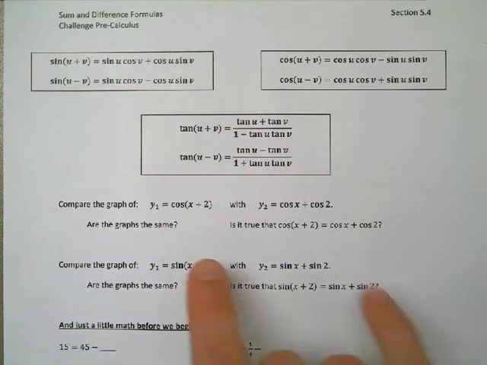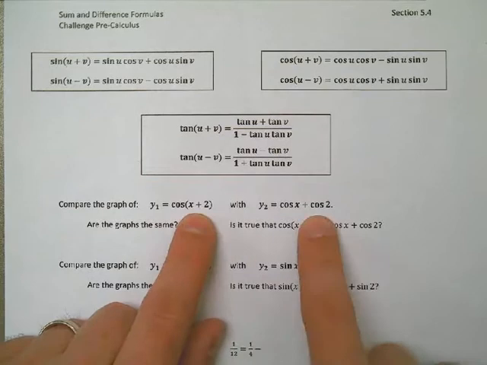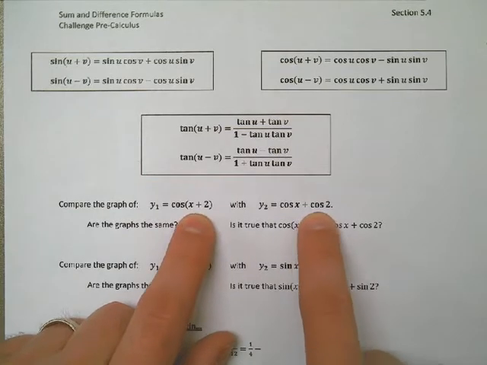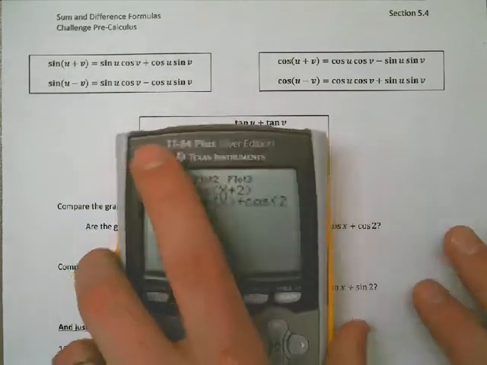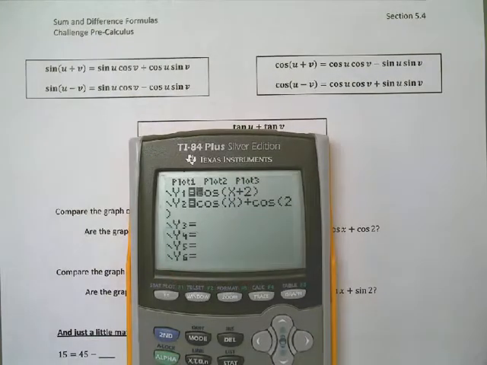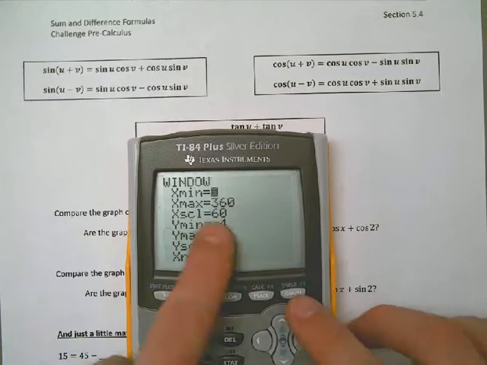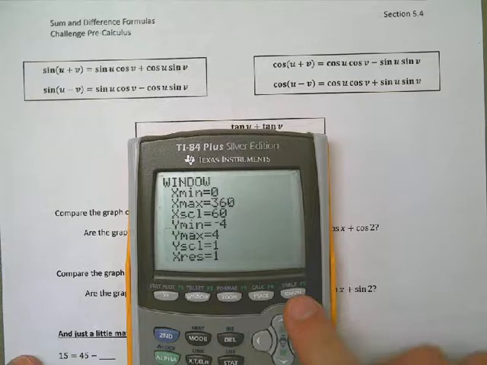Let's start with the graphs of y equals the cosine of x plus 2 and y equals the cosine of x plus the cosine of 2. Let's compare those graphs and see how they look. So what I've done is I've already got a graphing calculator ready to go. I put the calculator in degrees mode and I'm graphing it from 0 to 360. So my window and everything, I've already set that up before I started recording.